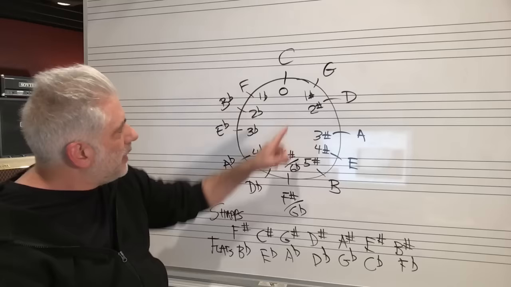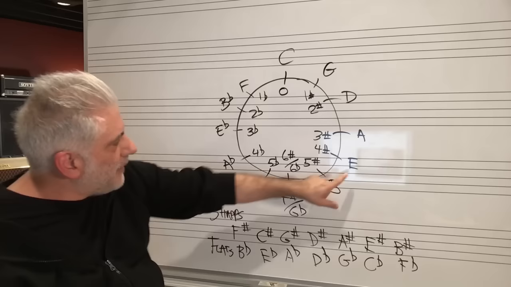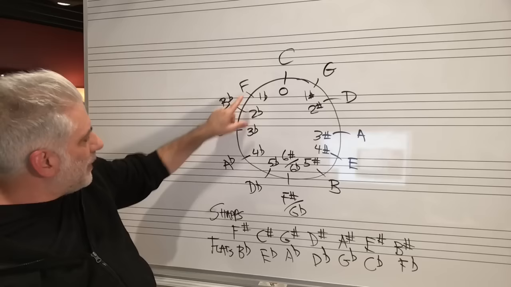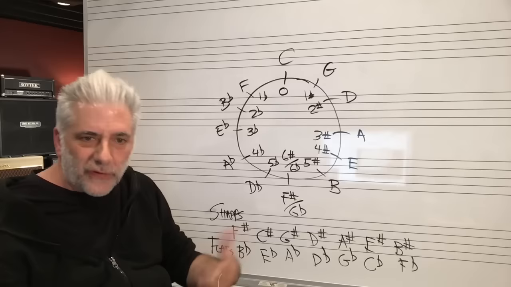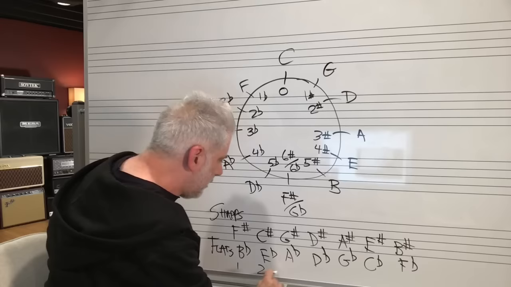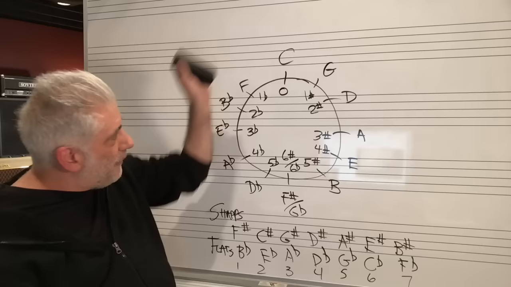Key of G has one sharp, it's F sharp. Key of E flat has three flats: B flat, E flat, A flat. Key of E has four sharps: F sharp, C sharp, G sharp, D sharp. Key of F has one flat, B flat. Key of A flat has four flats: B flat, E flat, A flat, D flat. You just plug in the numbers, right? 1, 2, 3, 4, 5, 6, 7. If you memorize that, you can figure out any scale.